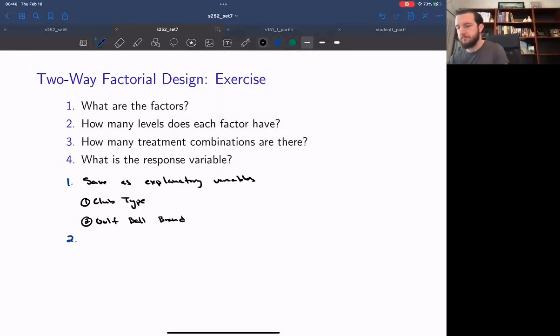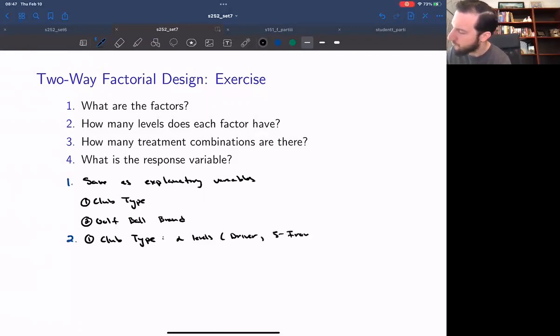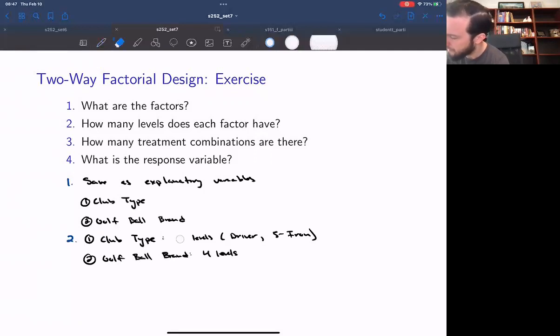Question 2. How many levels does each factor have? All right, so same definition of levels that we saw before. So club type has 2 levels, which are driver and 5-iron. And then golf ball brand has 4 levels, which are A, B, C, and D.